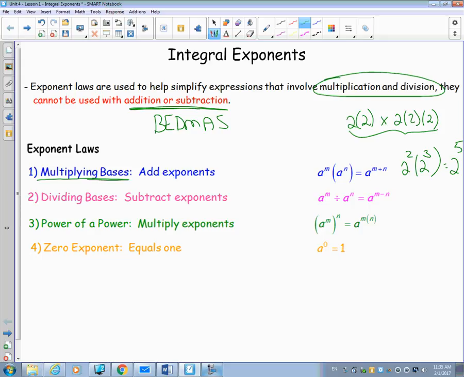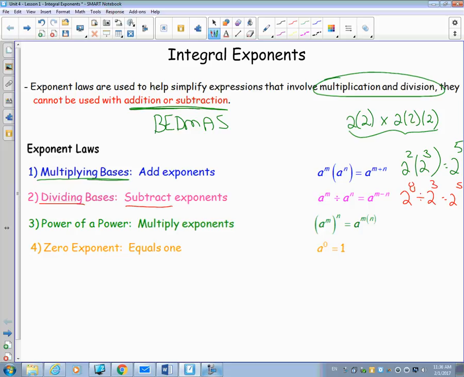If you divide bases that are the same, you can subtract your exponents. Okay, so a to the m divided by a to the n would be a to the m minus n, or 2 to the 8 divided by 2 to the 3 would be 2 to the 5. We can subtract our exponents.